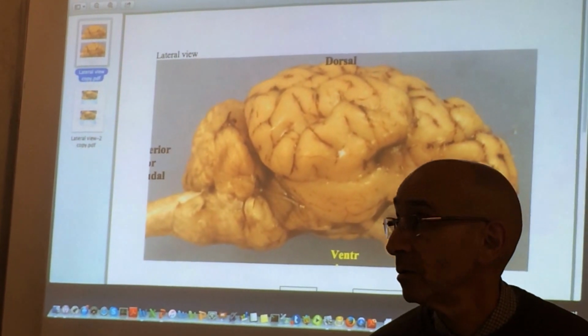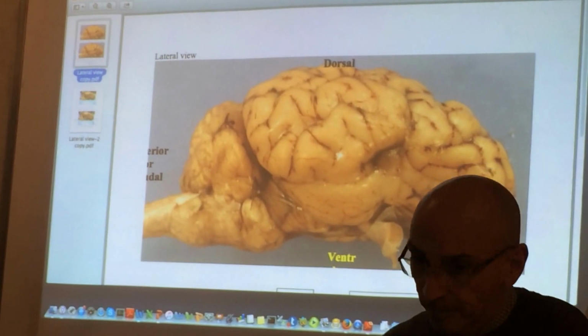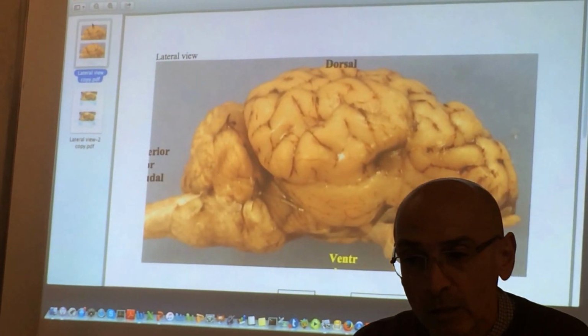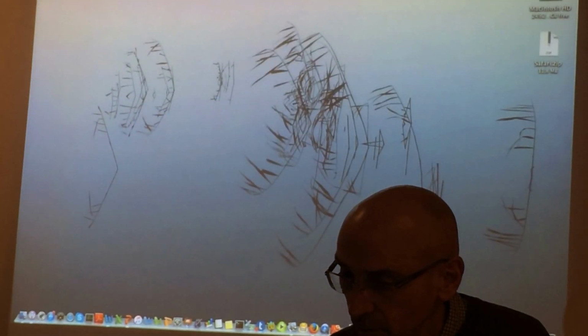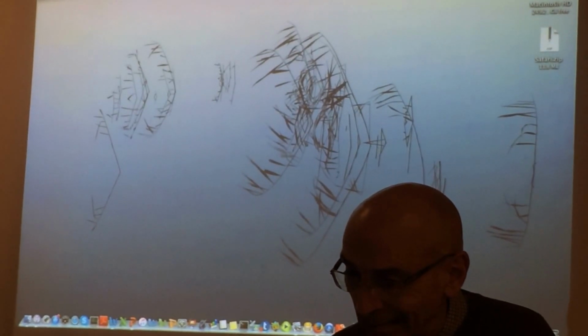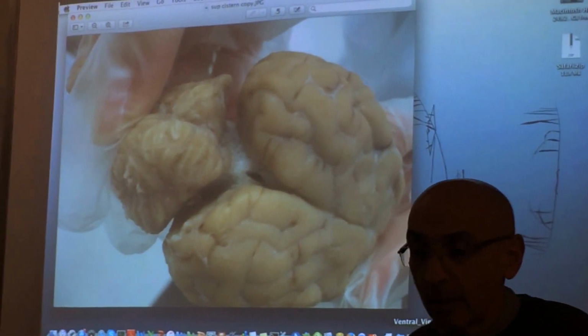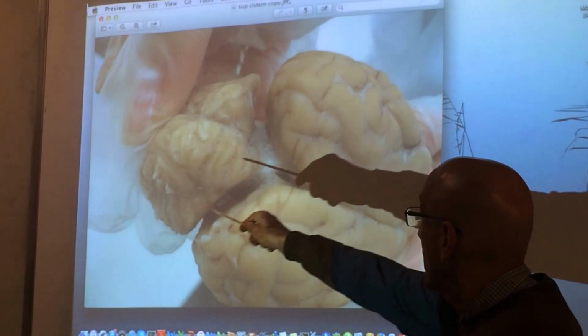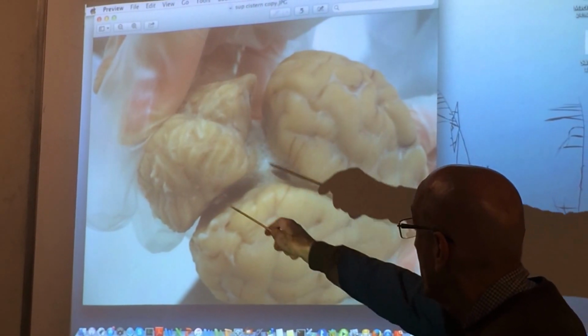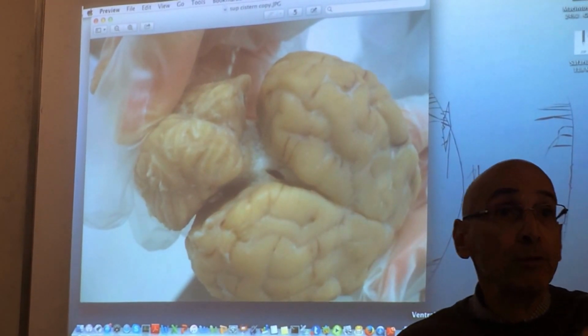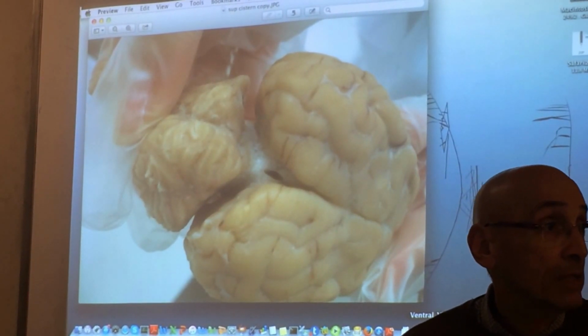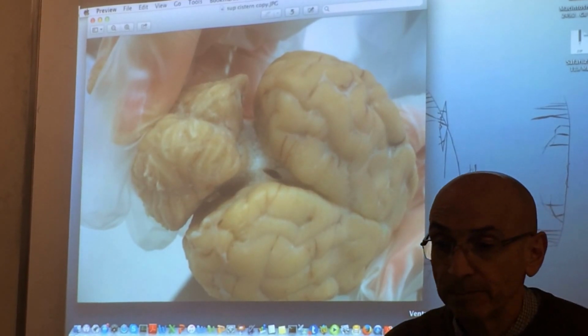Should we move to dorsal? You good on this? So if we go to dorsal, here's a shot at looking down on the brain. Here's cerebellum and the end of the cerebrum. That membrane is covering up the superior system. That's defining the end of the superior system.